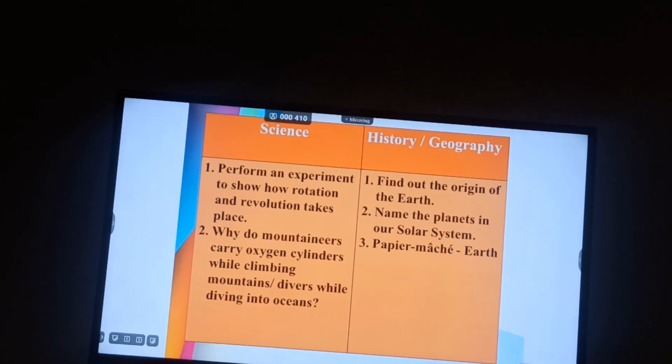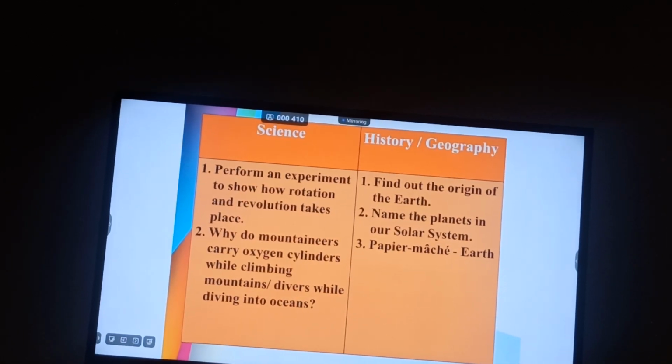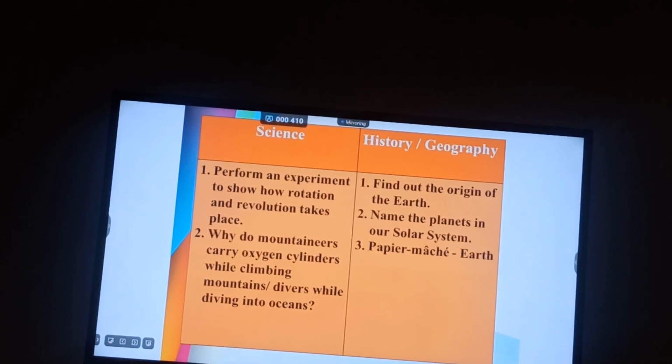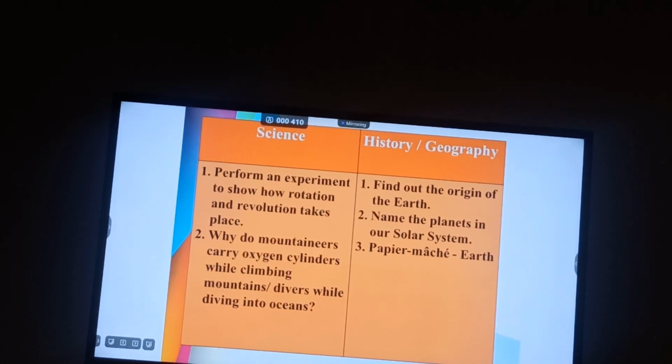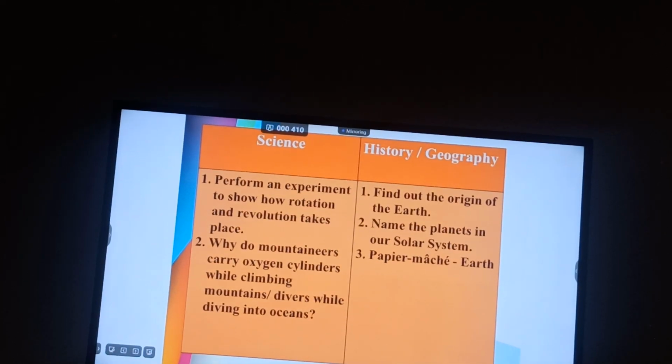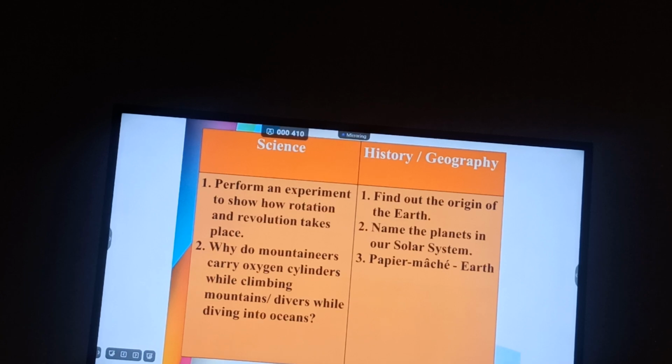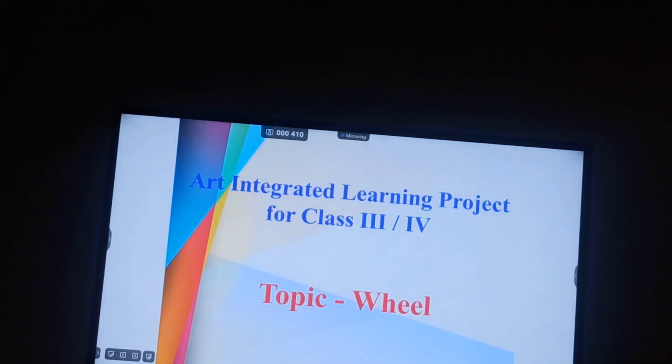So, we're talking about Earth again. And science. Then history and geography. Find out the origin of the earth, name the place. That is history. You're going back. And name the planets in our solar system. That is geography. And Kapyanasha, the art teacher, will know this. I'm not wasting time. I also told you that I'm not wasting time.